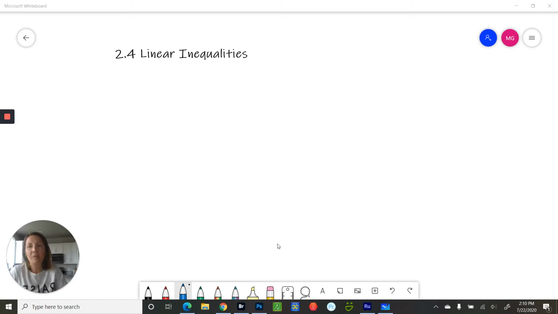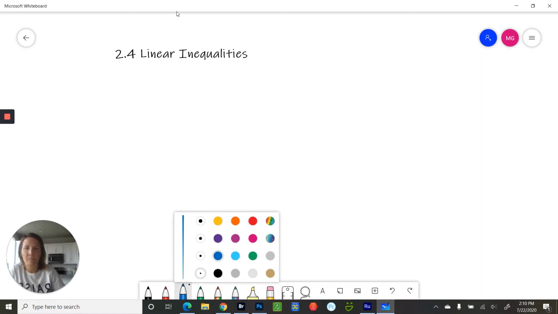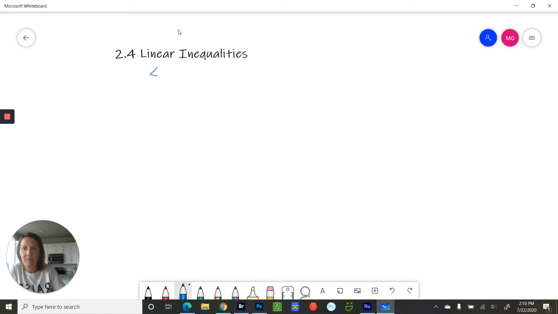Okay, 2.4 is about linear inequalities. So a linear inequality, an inequality, is when you say something needs to be less than or greater than or equal to. Okay, so it's where you have the inequality signs that look like this. Oops, that's an eraser, not a pen. You get a pen here. So we have this. Okay, so those are what inequalities are.